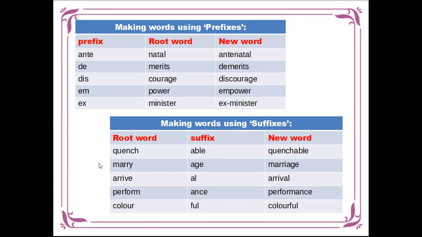What is the root word here? Quench. Then we can add the suffix able. So we can get a new word, quenchable. A suffix is nothing but a letter or group of letters which is added to the end of a word.